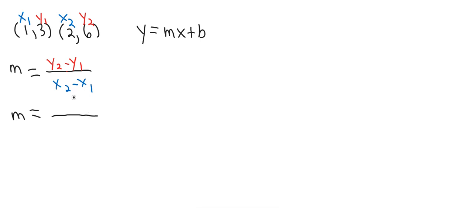Okay, so let's plug in for our y values. y2 is 6, y1 is 3, x2 is 2, x1 is 1. Simplifying, 6 minus 3 is 3, 2 minus 1 is 1. So our slope is just equal to 3.